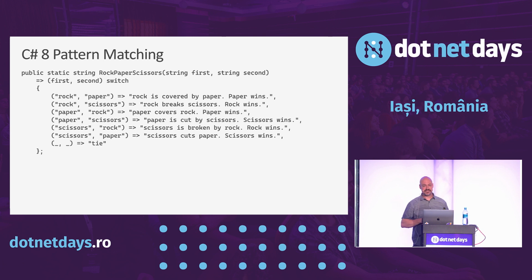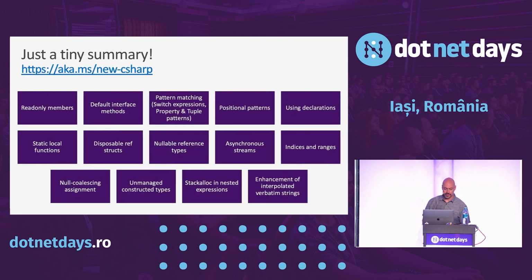So this does give you the opportunity to simplify your switch statements quite a bit. And there's a lot of other things that it can do. Those are just a few things I picked out. There's a ton of different ones. So this aka.ms/new-csharp points you to the docs, and it walks you through a lot of these different examples. All right, let's dig into desktop apps.